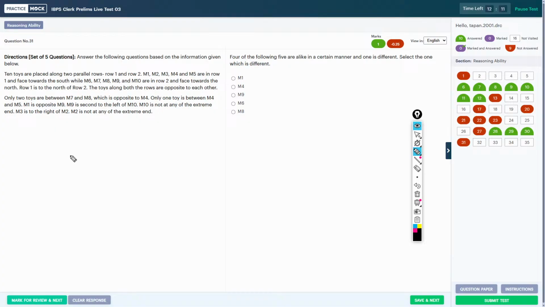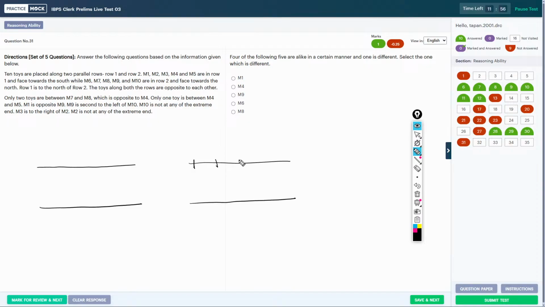Okay. So 1 to 5 face south. 1, 2, 3, 4, 5. 1, 2, 3, 4, 5. And 1, 2, 3, 4, 5. So 1 to 5 and 6 to 10. Only two toys between M7 and 8. So 7, 1 to 8. 8 opposite to 4. Only one toy between 4 and 5.